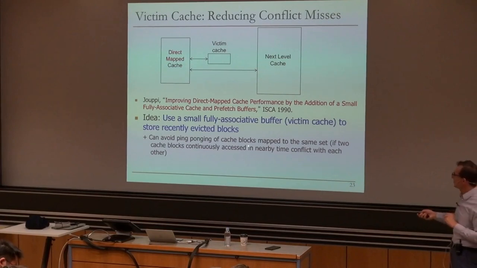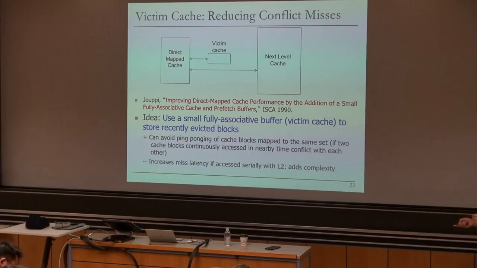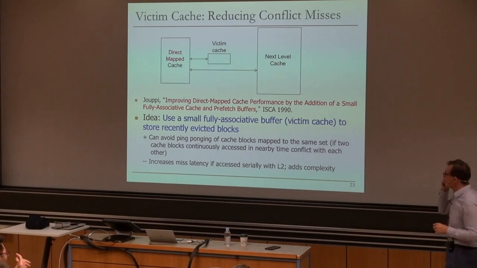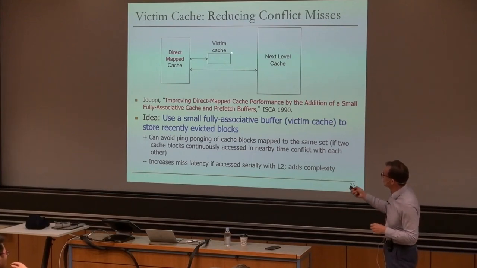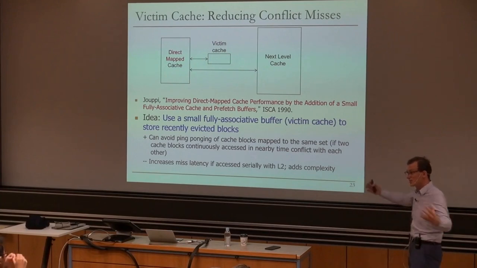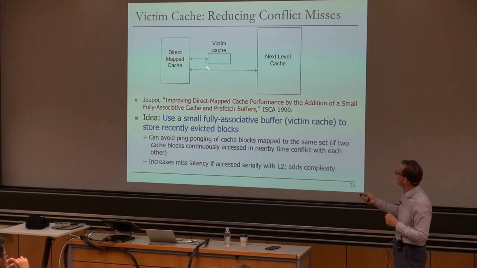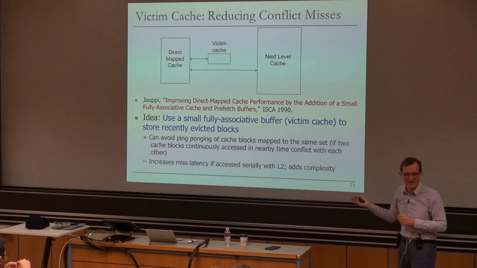So it can avoid ping-ponging of cache blocks mapped to the same set, and we discussed that. Of course, now there's a management complexity that you add. You add another level into the system. Now this could increase miss latency. Now the upside is that there are design choices here, of course, right? Do you actually access the L1 cache in parallel with the victim cache, or do you do it serially, right? If you do it serially, maybe you can increase the size of this more, right? It's kind of like an L1.5 level cache.